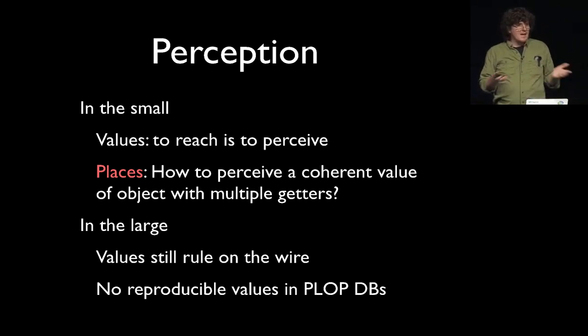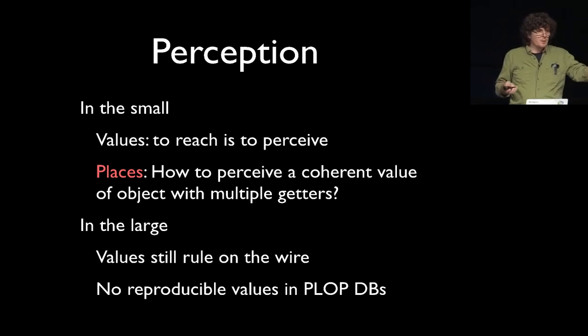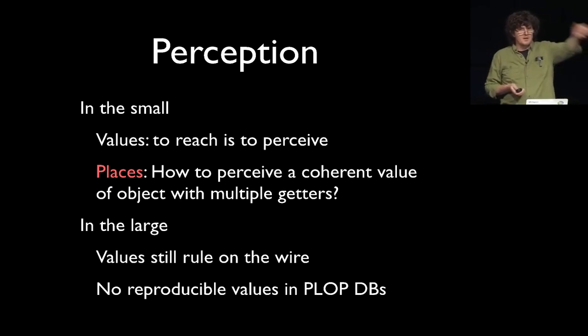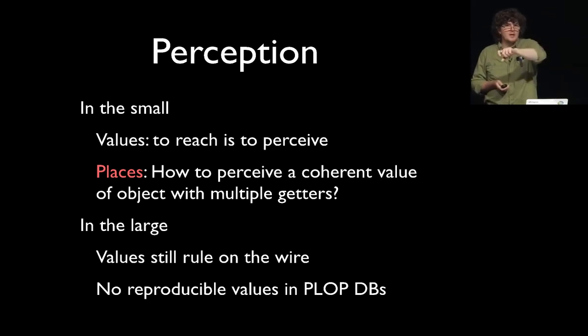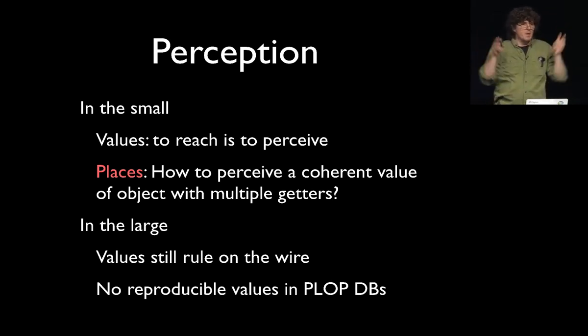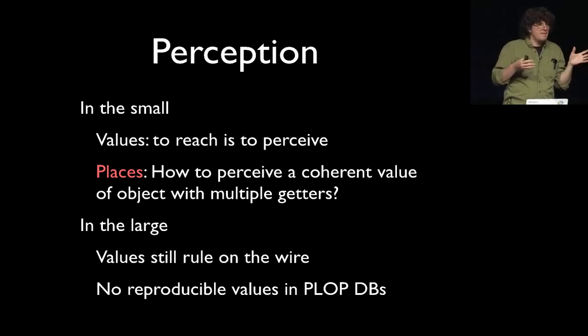So in the small, again, it's really straightforward. If you're programming with values, right, if I can reach your value, however you passed it to me or it's in a collection that I can see, if I can reach it, I can see it. I can perceive it. My part of the program can capture that value because I know it's never going to change. So as soon as I can reach it, I've acquired it.